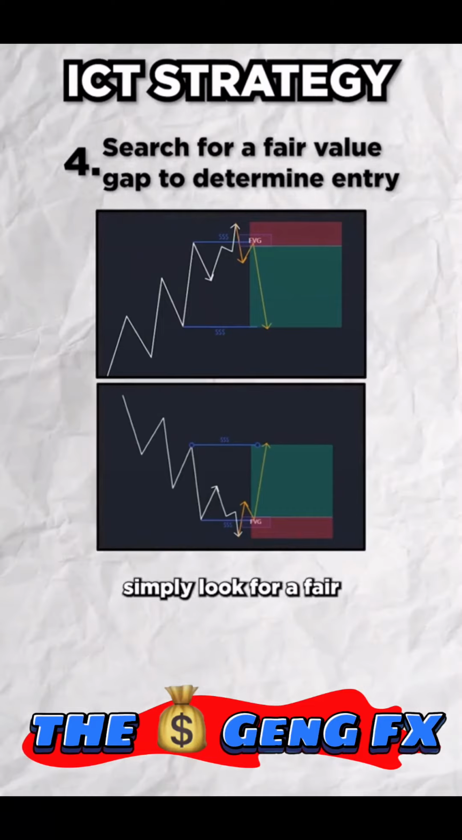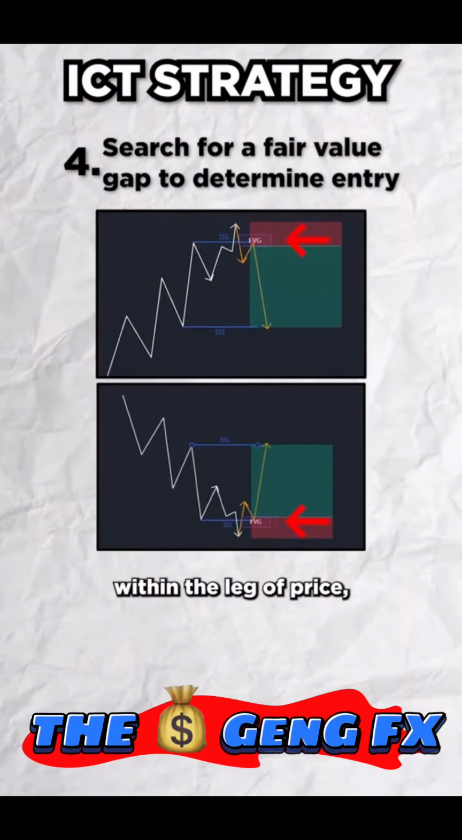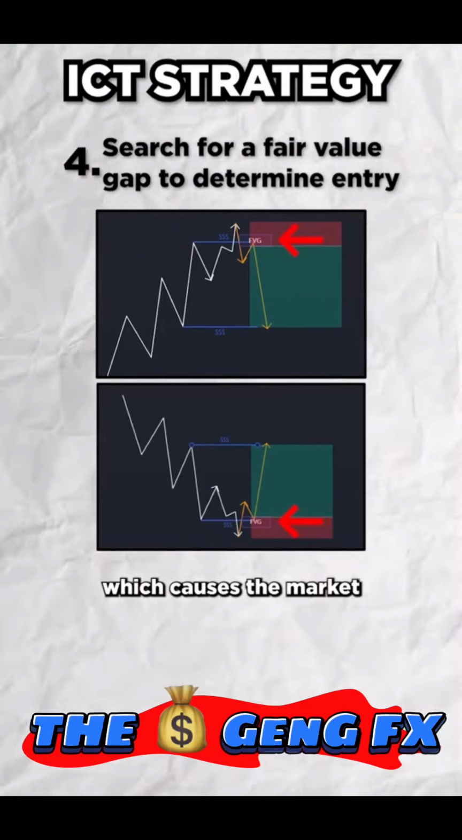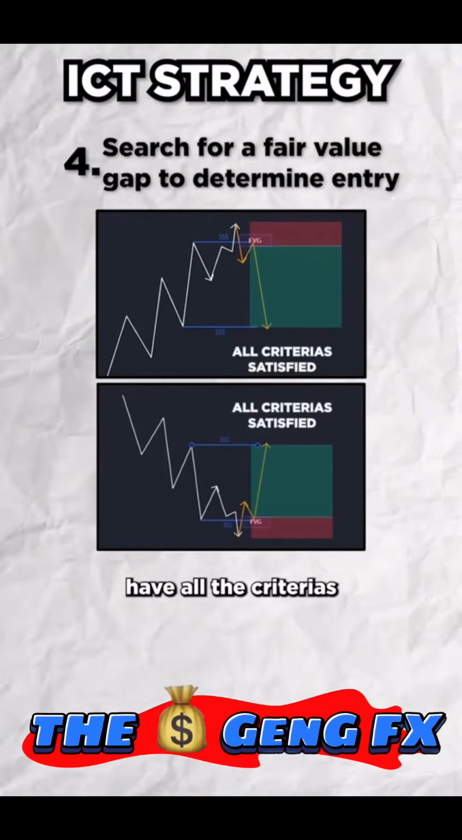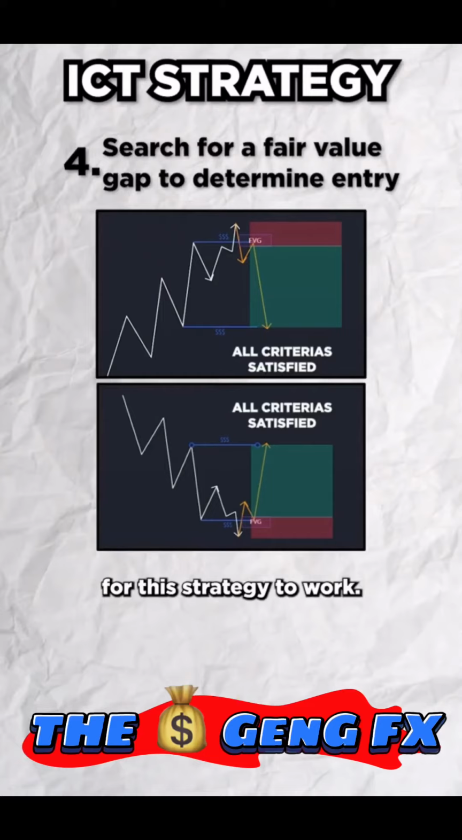Step 4. Search for a fair value gap. To do this, simply look for a fair value gap within the leg of price, which causes the market structure shift. If there is a fair value gap, you now have all the criteria for this strategy to work.